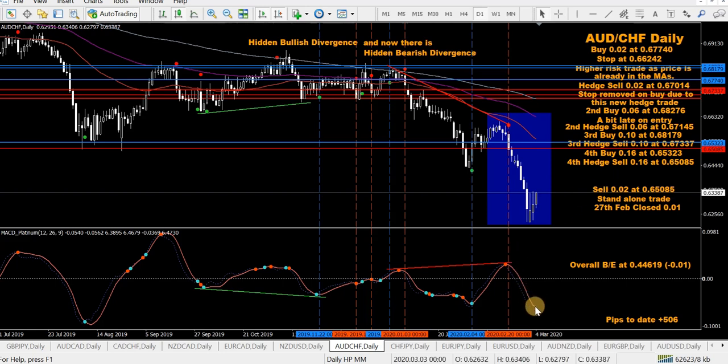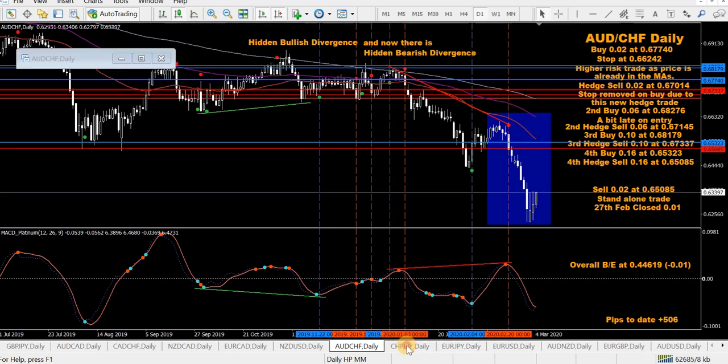If I get a blue dot on the MACD platinum below the 0 level, then I'll look at putting a stop in place and locking a bit of that profit, then looking for a new buy to take me up and try and clear out some of these other trades. Again, it's a slow moving pair, so I've got a lot of confidence in it.